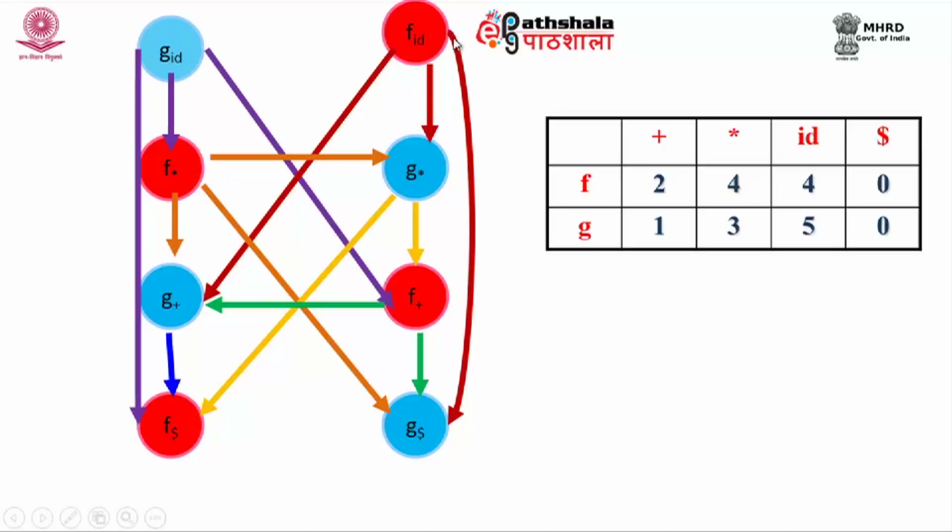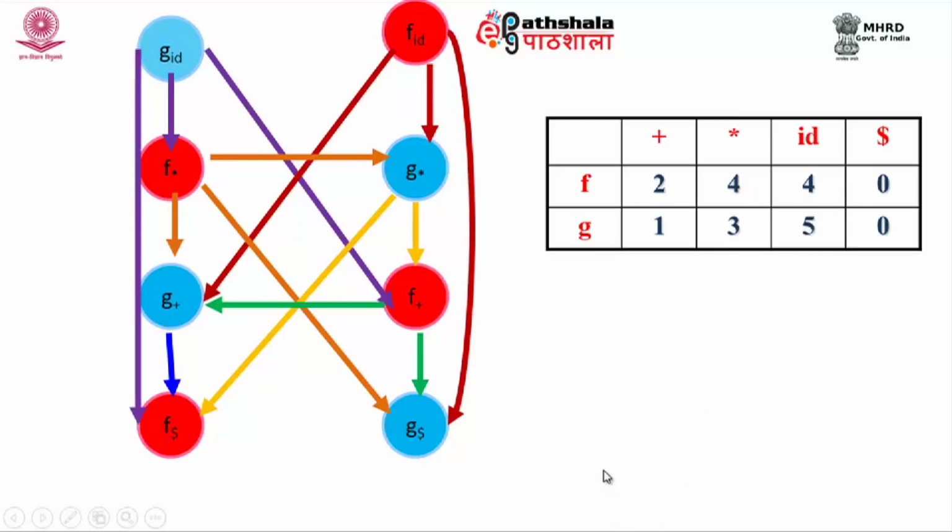If you consider F ID, there is only one path here which is of length 3, an alternate path of length 2, and an alternate path of length 1. But if you combine F ID to G star to F plus to G plus and then to F dollar, that is going to be a path length of 4. Now this is stored and used as a reference later.